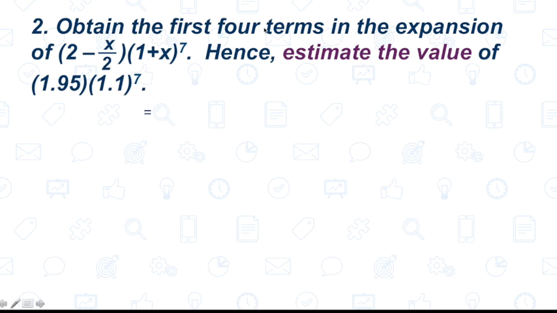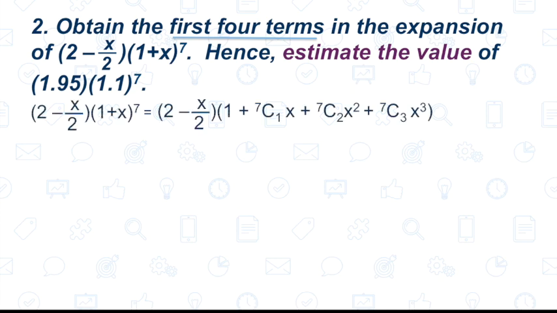Obtain the first four terms in the expansion of (2 minus x over 2) times (1 plus x) to the power of 7. Hence, estimate the value of 1.95 times 1.1 to the power of 7. Okay, so again, this is an application of binomial expansion. So let's obtain the first four terms, and this is what we're going to have.